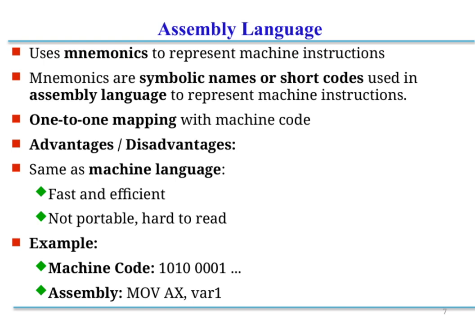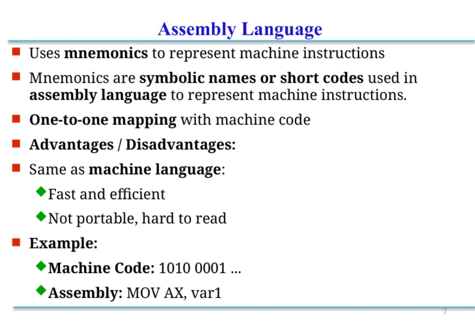However, it's important to remember that using mnemonics has both advantages and disadvantages. The benefits are quite similar to writing in machine language. They are fast and efficient because they directly translate to machine instructions. But on the downside, they are not portable across different types of processors, and they can be quite hard to read if you're not familiar with the specific mnemonics and what they represent.